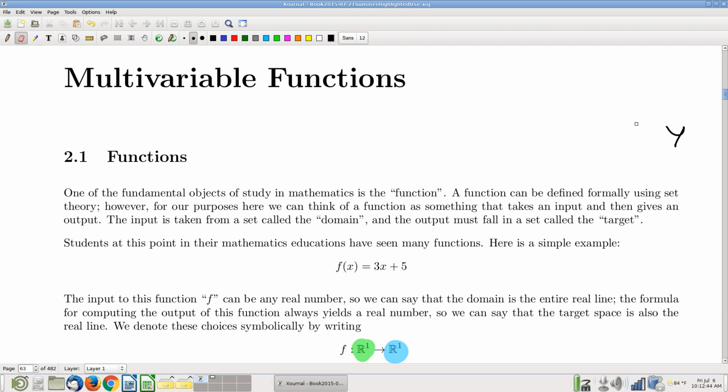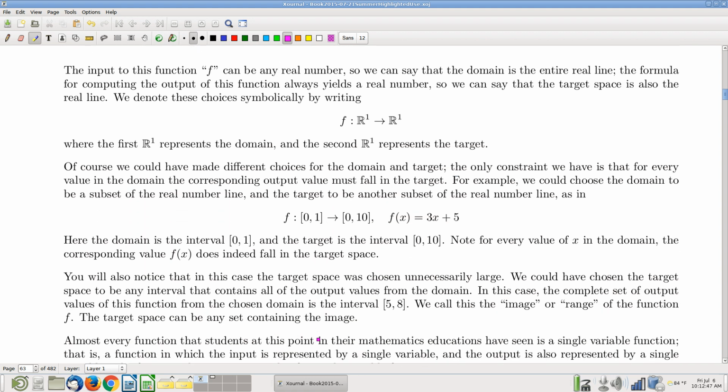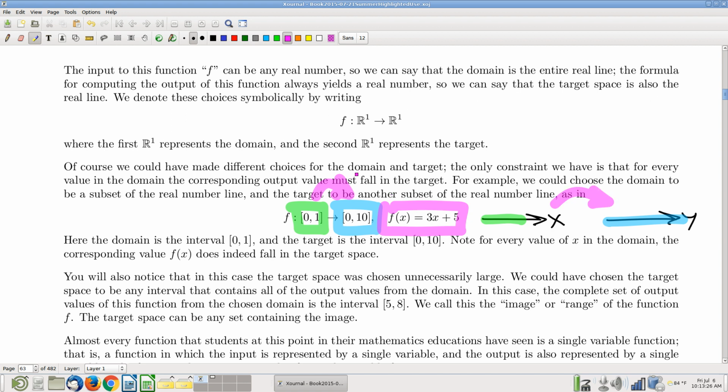So let's look now instead at this function. Let me do the same deal. Here my domain is the interval from 0 to 1. Let me draw, so there's my x-axis, here's my y-axis. I've got this interval from 0 to 1. That is my domain. My target, interval from 0 to 10. This is not to scale. I have this formula. It tells me how to get from one to the other.